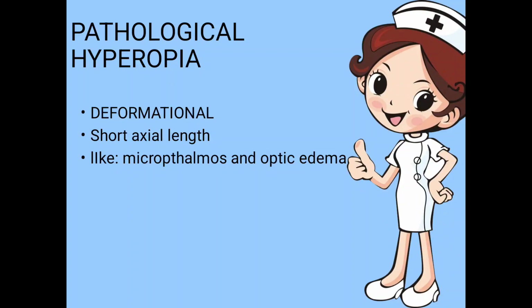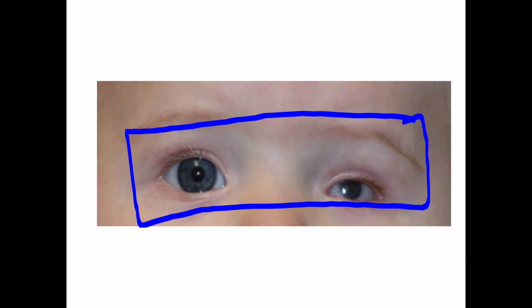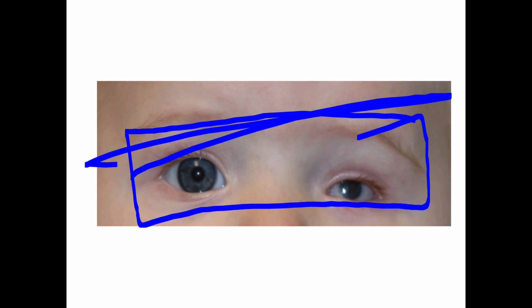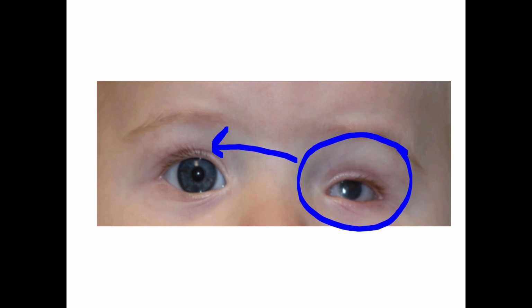And next one is pathological hyperopia. First one is deformational, short axial length, as I have told you. But in this case, there is a pathology like microphthalmos. Microphthalmos is a condition in which the size of the two eyes is different. If you can see in the picture, the size of this eye is very small as compared to this. So here the cornea becomes very small. Due to the small cornea, the eyeball becomes very small and the person becomes hyperopic.